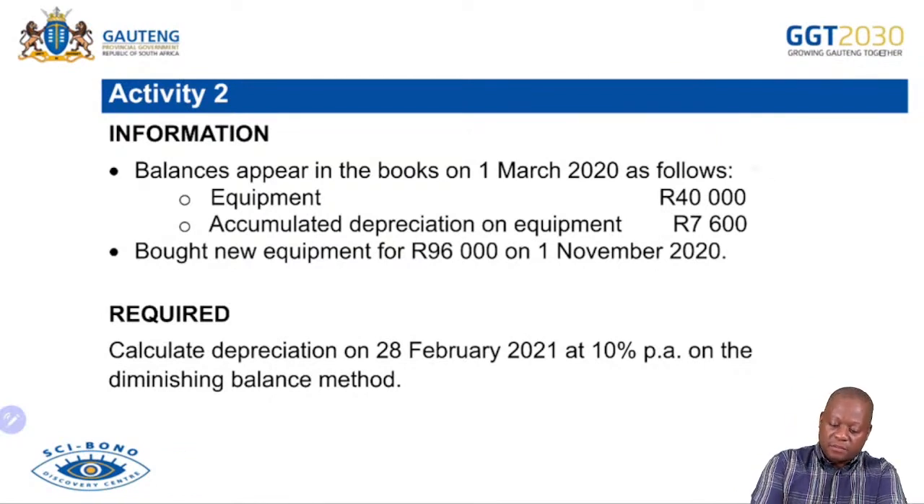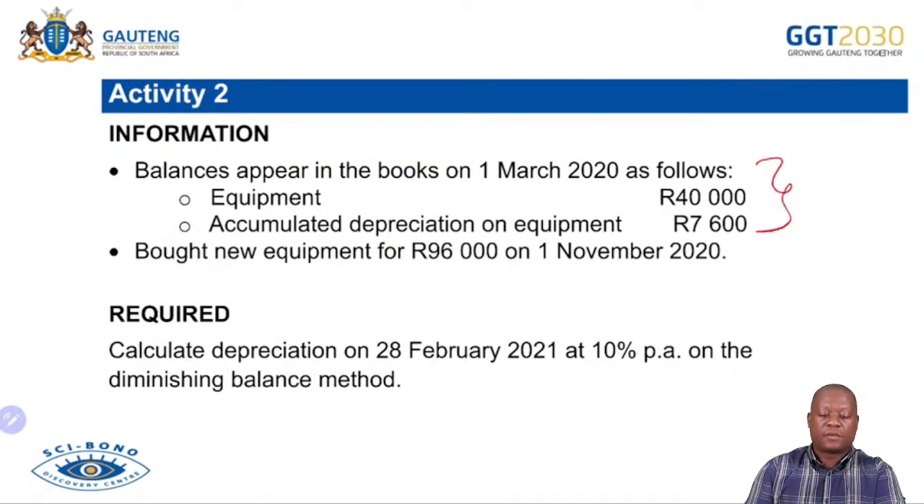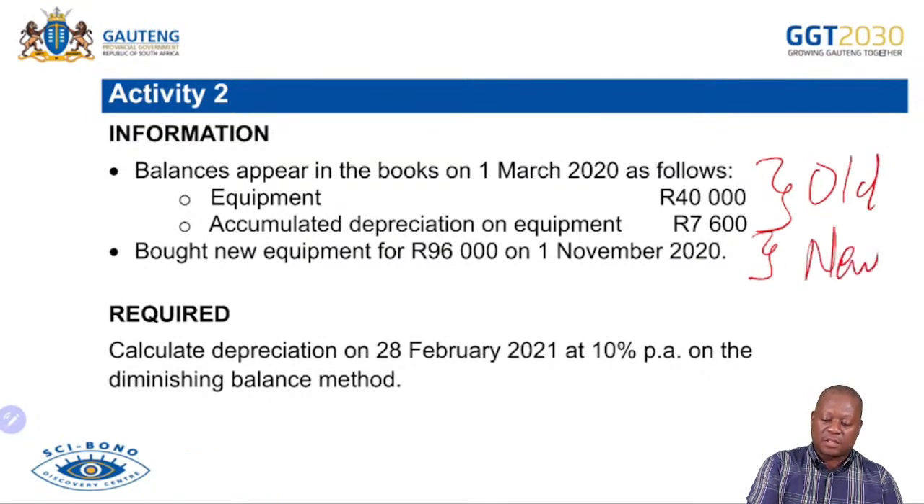Now, let's look into this. There is old equipment and there is new equipment. So this is old and this is new. Now, when we have old and new equipment, remember when calculating depreciation, let's separate the two. Let's deal with the old to start with. So what do we do? We find carrying value first.